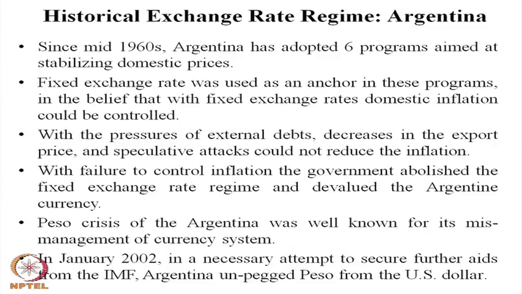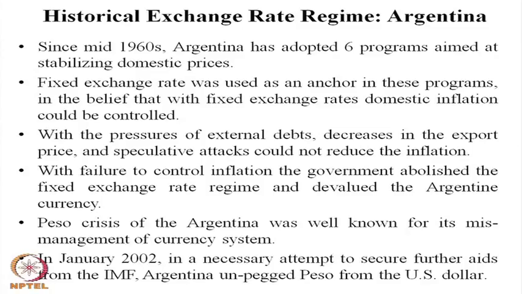With the failure of controlling inflation, the Argentina government abolished the fixed exchange rate and devalued the Argentinian currency. They revalued their currency many times so as to control inflation and increase export. The peso crisis of Argentina was well known for this mismanagement of the foreign currency system, because they practiced different foreign currency regimes in different time periods, and this led to what is called a peso crisis, the peso being the currency of Argentina, a foreign currency crisis.